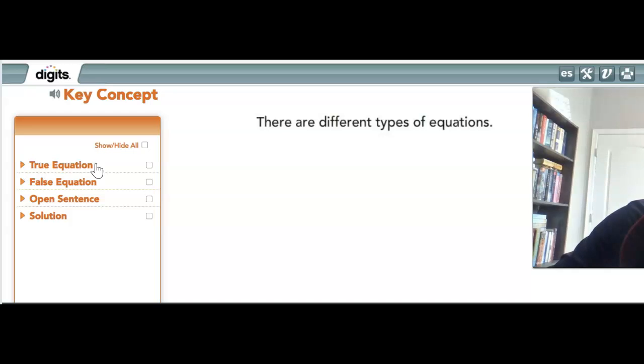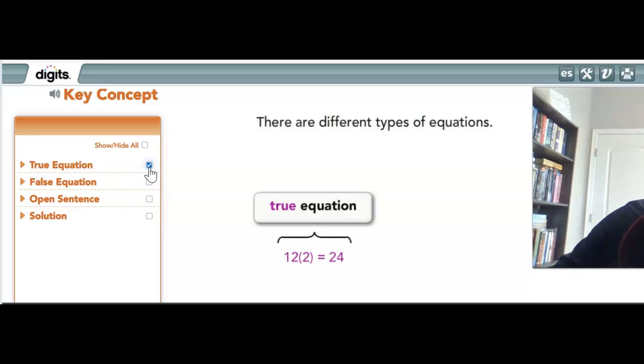So for the first one, a true equation. A true equation is when both sides of your equal sign are going to equal the same thing. So this is a true equation because 12 times 2 is 24. And the other side is 24. So this is true. That makes sense.